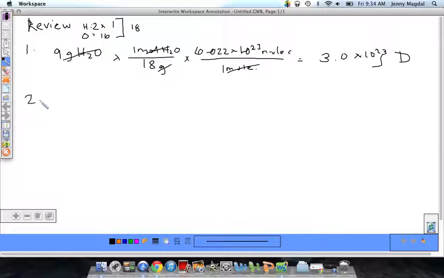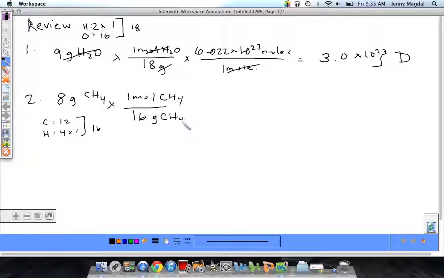Same sort of thing with question 2. Start out with our given, 8 grams of CH4. We want to get to the volume of the carbon dioxide. So I'm going to do 1 mole on top to get rid of my grams of CH4. Again, I go to my periodic table. I have carbon, which is about 12. Hydrogen, there are 4 of them, each worth about 1. So I get about 16. Again, notice I've got nice, easy numbers to deal with. 8 divided by 16 is 1/2.